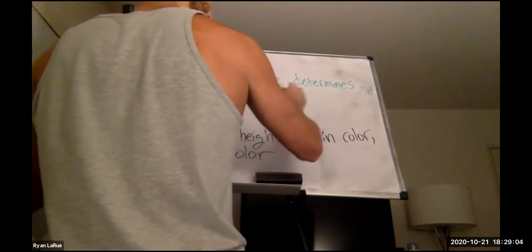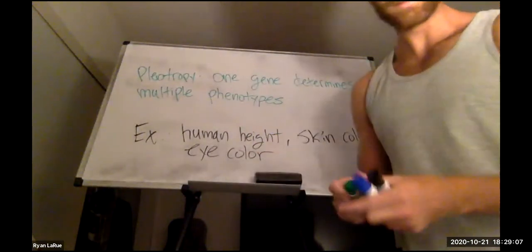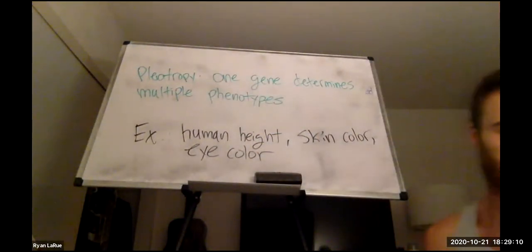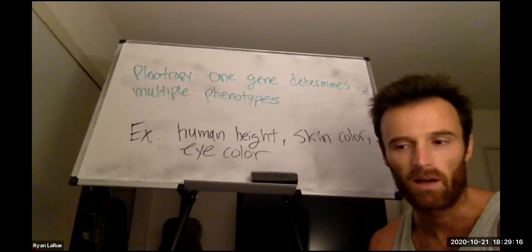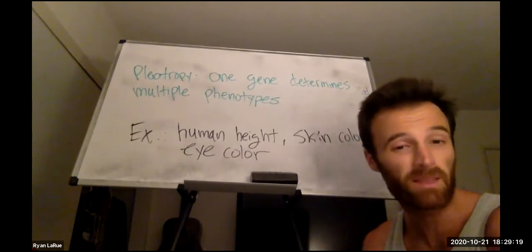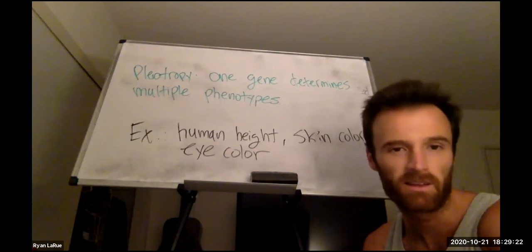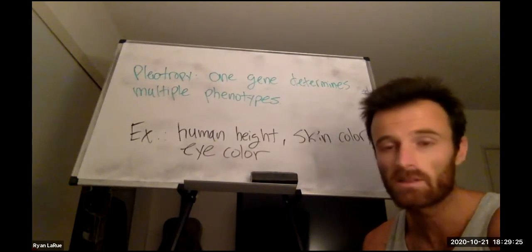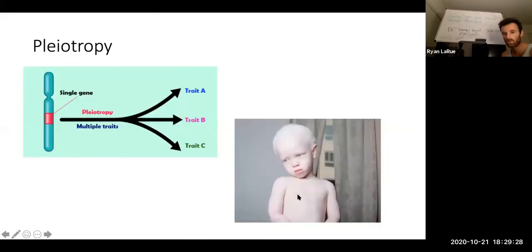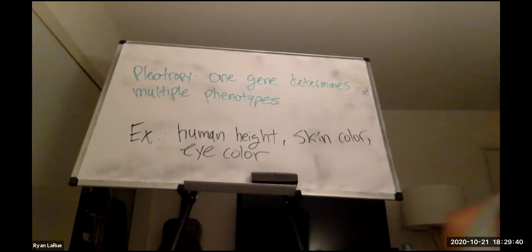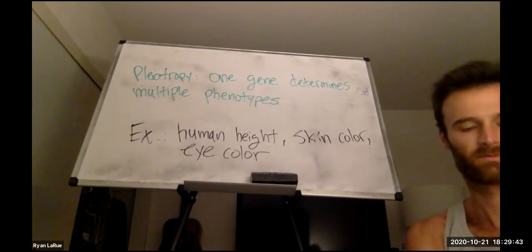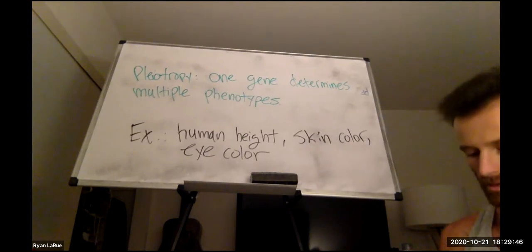And a classic example is albinism, as shown in the slide. A mutation in one gene, a pigmentation gene, results in the loss of pigment, as you can see in the skin, the hair, and the eyes. So multiple traits are affected by a single gene. That's pleiotropy, or it's a pleiotropic effect. That's sort of the classic example.